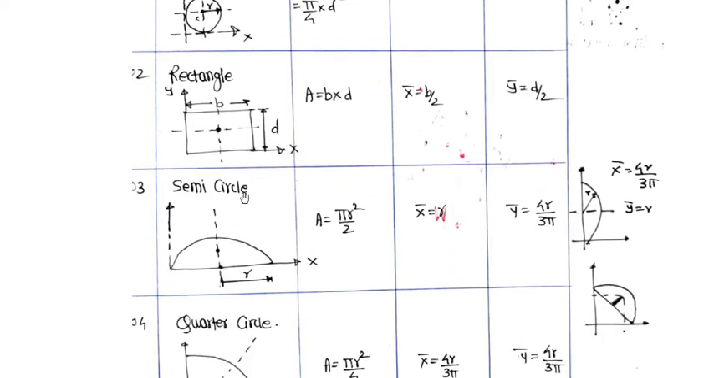Okay. Let us move to the next figure, rectangle. Now, again the rectangle is placed in the first quadrant. Dimensions of the rectangle are b by d. So, area is equal to b into d. Now, x bar, the horizontal distance of centroid. For a rectangle, we can draw a vertical line of symmetry and a horizontal line of symmetry. So, this rectangle has two lines of symmetry, and the point of intersection will be the centroid.